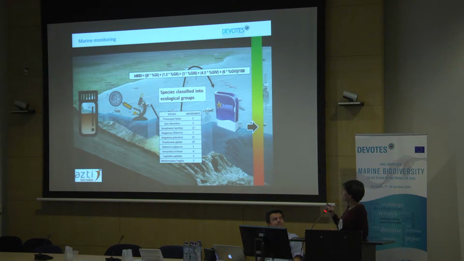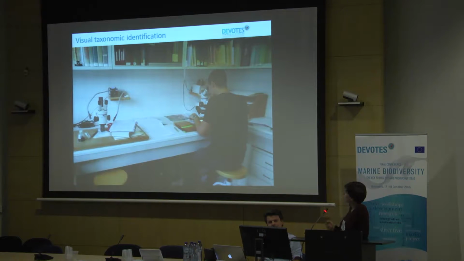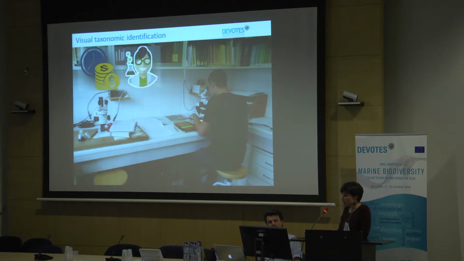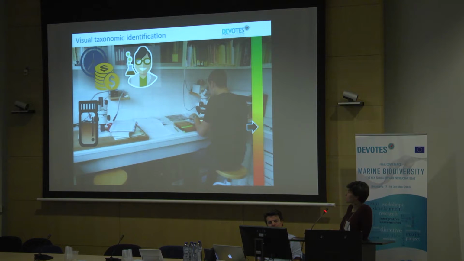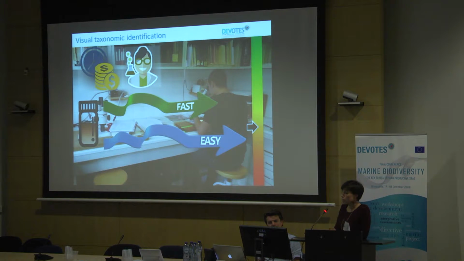known benthic indices is the AMBI index, which is based on the analysis of benthic samples to look for species, and depending on the ecological group these species belong to, we can derive a formula and calculate the index. The problem with this index is that it requires lots of time under the microscope or the lens to identify the species, and it requires expertise as well, which is not always available.